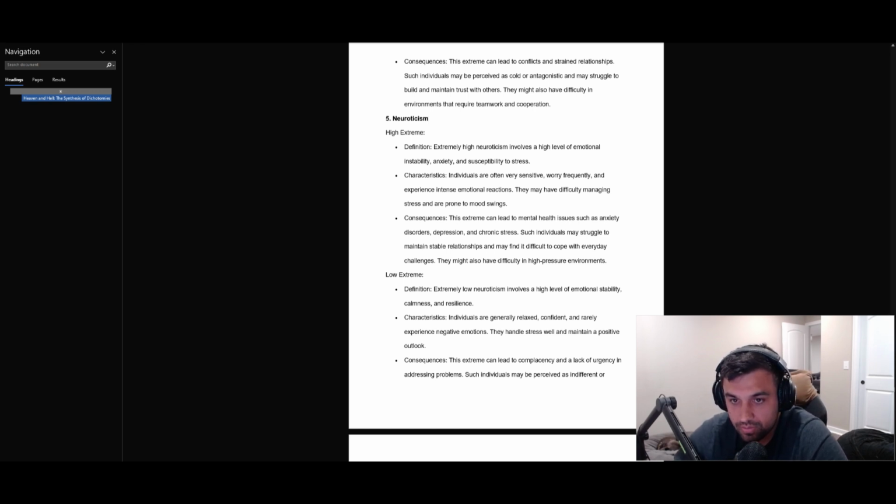Okay, neuroticism. Extremely high neuroticism involves a high level of emotional instability, anxiety, and susceptibility to stress. Individuals are often very sensitive. These are the characteristics: they worry frequently and experience intense emotional reactions. They may have difficulty managing stress and are prone to mood swings. And the consequences of this would be extreme mental health issues such as anxiety, depression, and chronic stress. Such individuals may struggle to maintain stable relationships and find it difficult to cope with everyday challenges. They might have difficulty in high pressure environments.